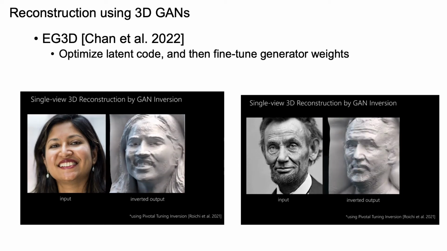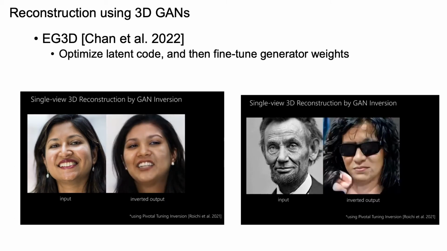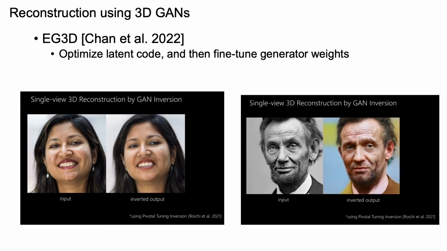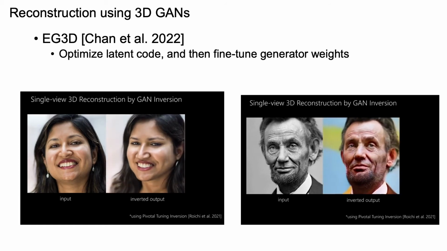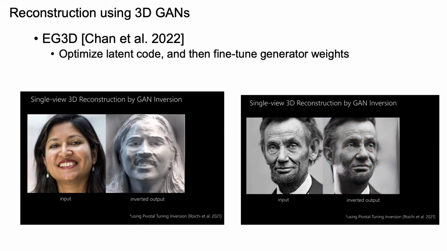EG3D uses pivotal tuning to perform GAN inversion in two stages. First, the generator weights are frozen, and the latent code that best reconstructs the input image is found, just like in naive GAN inversion. Then, the generator weights are fine-tuned to better recover the finer details for a more faithful reconstruction.